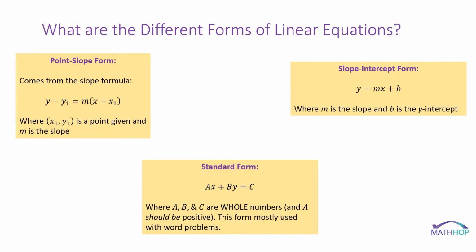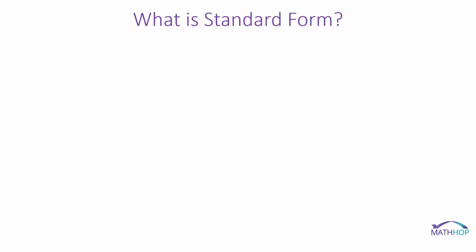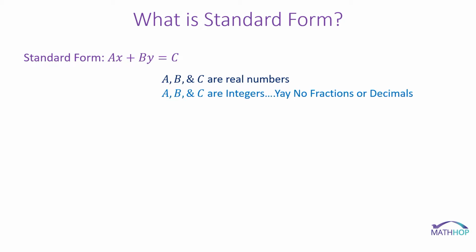So we will have a word problem in today's lesson. Standard form, ax plus by equals c. Notice all of your variable terms are on the left. Your constant c is on the right. A, b, and c are all real numbers, no imaginary numbers here. A, b, and c are also integers, so yay, no fractions or decimals in this form. Although the problems you're given may contain an equation that has a fraction or decimal, and then to put it in standard form, you would need to clear the fraction or the decimal.